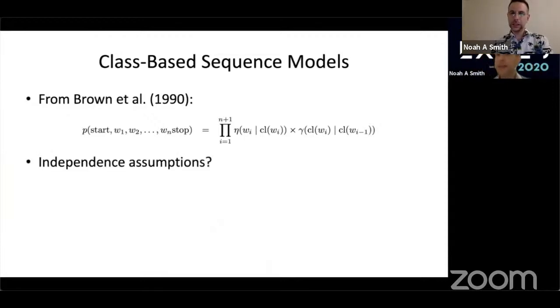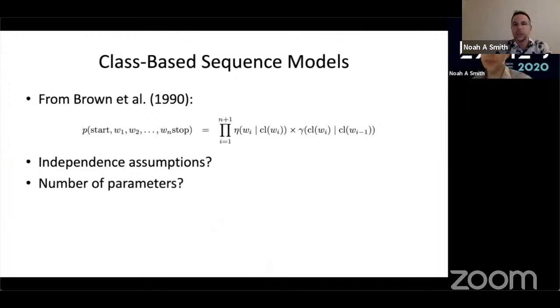This model makes a rather different kind of independence assumption. First, it assumes that the words depend on nothing except their class. And second, it makes a Markov assumption about the classes. So each word's class depends only on the class of the word that came before, not even the word that came before, just the class.